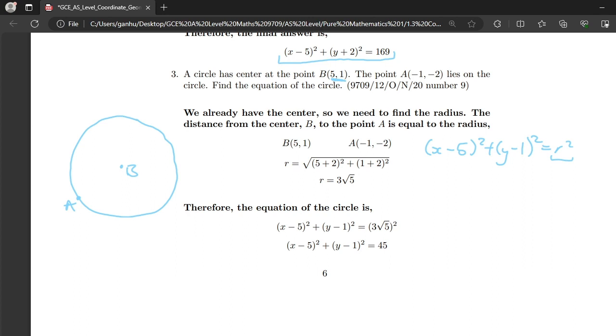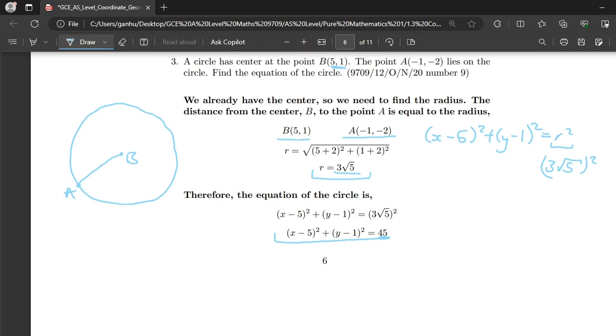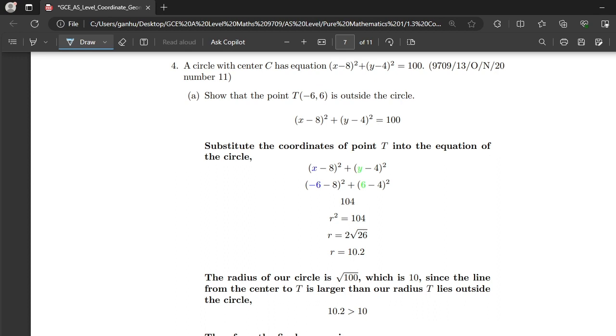And from our diagram, we can tell that from B to A, the length of that line would give us the radius. So if we substitute the coordinates for B and A into the equation for length of a line, we should be able to get our radius, and our radius is 3 root 5. We can now say r squared is (3 root 5) squared, which would simplify to give us 45, and therefore the equation of our circle is (x minus 5) squared plus (y minus 1) squared is equal to 45, and that would be our final answer. Now let's move on to question number 4.